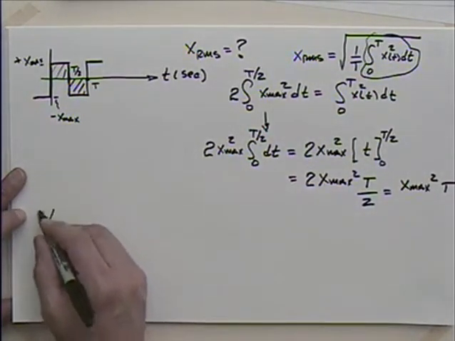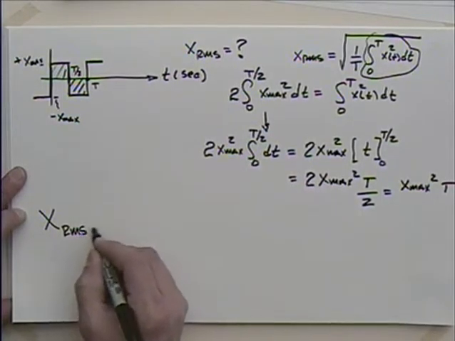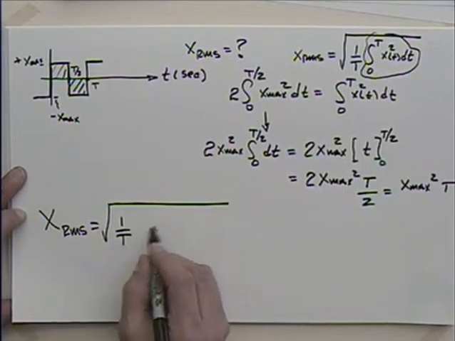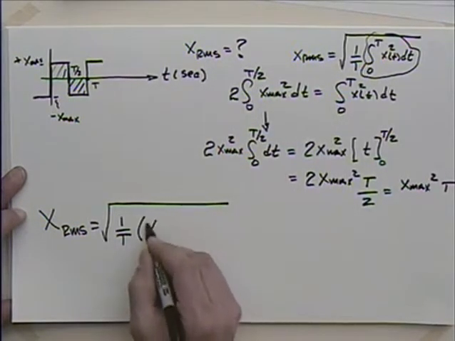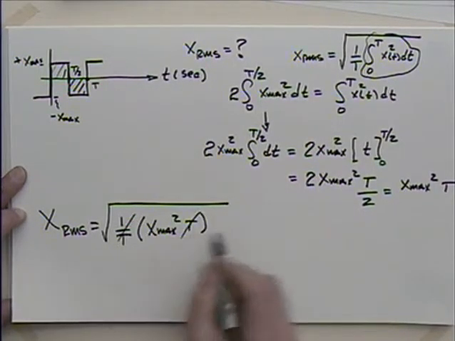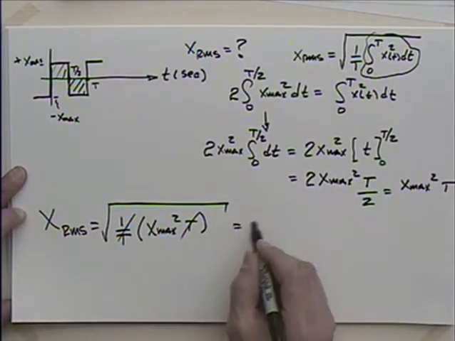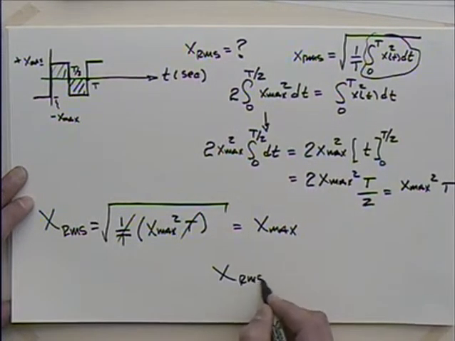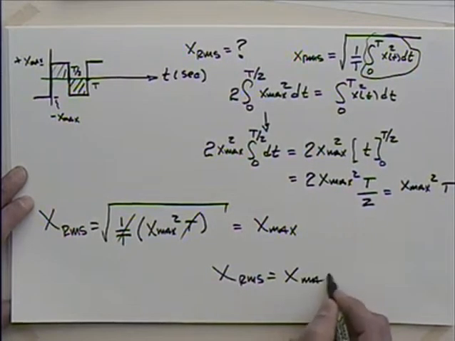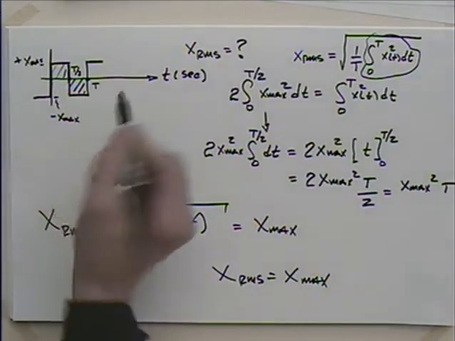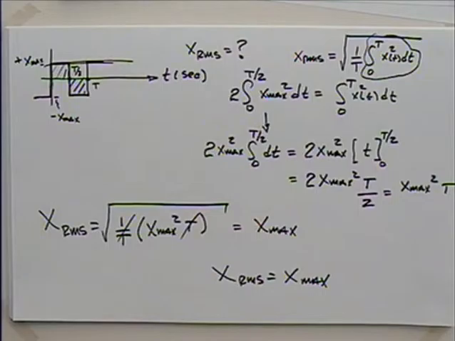So let me say then x RMS, that's going to be equal to the square root of 1 over t times what we had there, x max squared times t. Well, I get to cancel that with that, and the square root of x max squared is x max. So we can say that x RMS is equal to x max. Does that make sense? Like I said, some people that maybe have seen this before in math or whatnot can step back from this and say, well, yeah, if I have a DC equivalent, it's got to be the same as that, doesn't it?